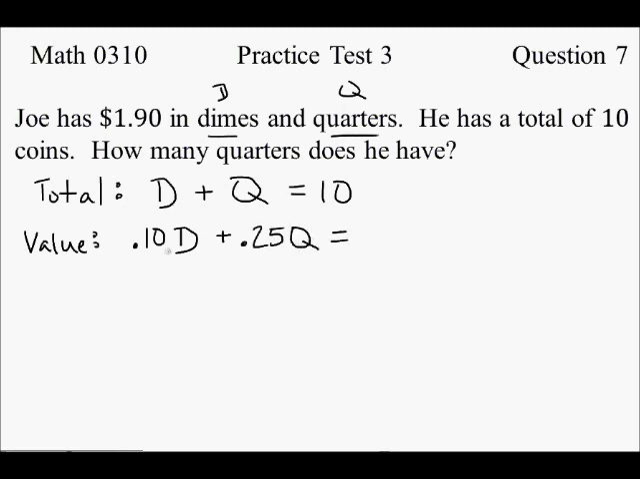And then the total value of the 10 coins is $1.90. So we have 1.90. I'm just going to write it as a decimal and leave my dollar sign off. Okay, so we have two equations here.